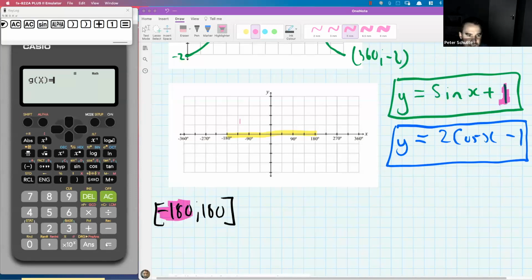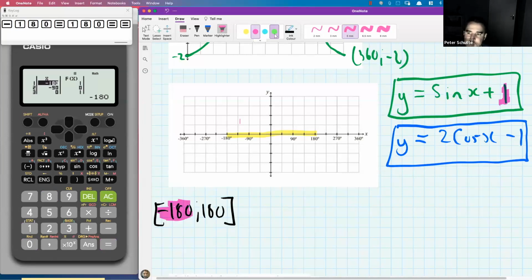Now, I could do a second one at the same time, but I'm going to do one at a time. So I'm going to go minus 180 equals, and then plus 180. And my step size is still going to be 90. Okay, so I need to make sure my scale is appropriate. So 1, 2.